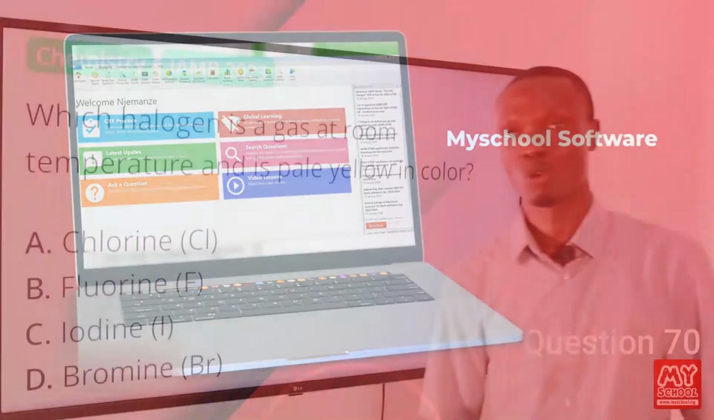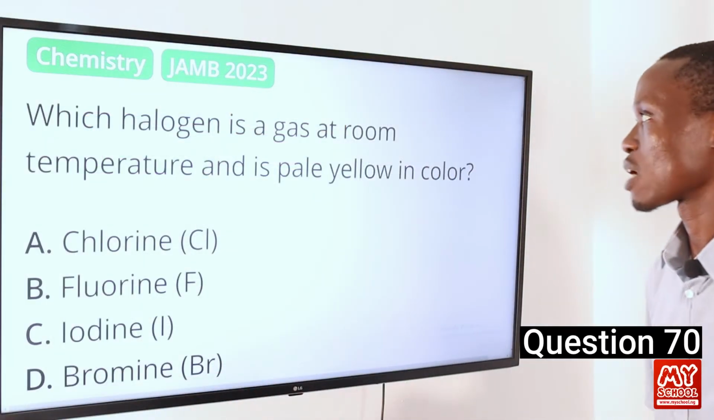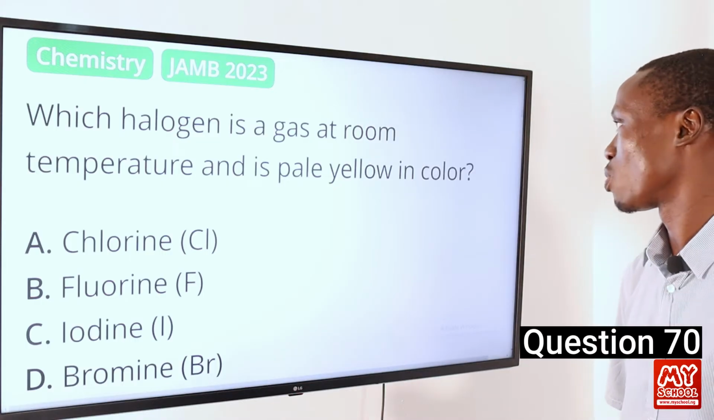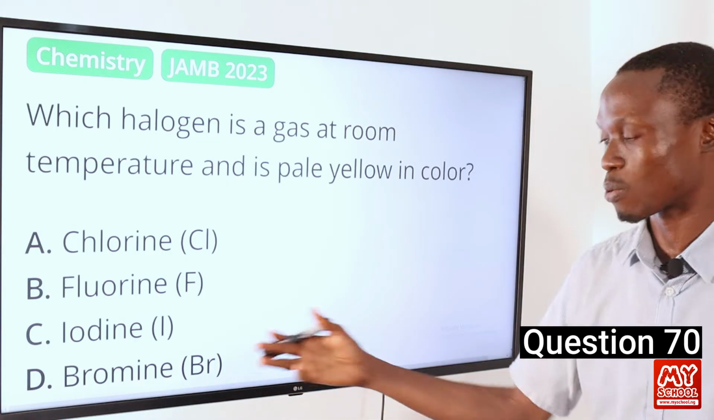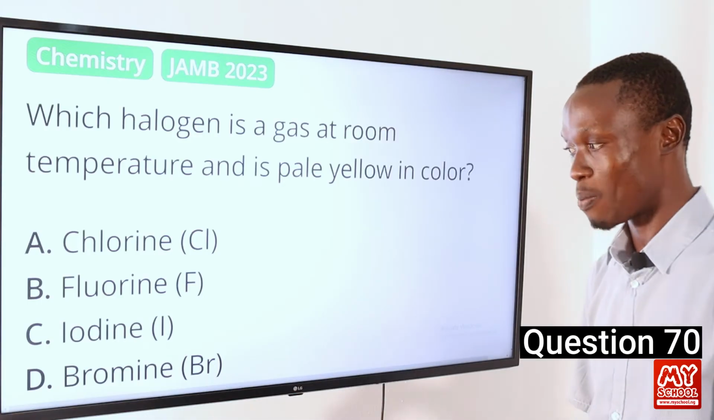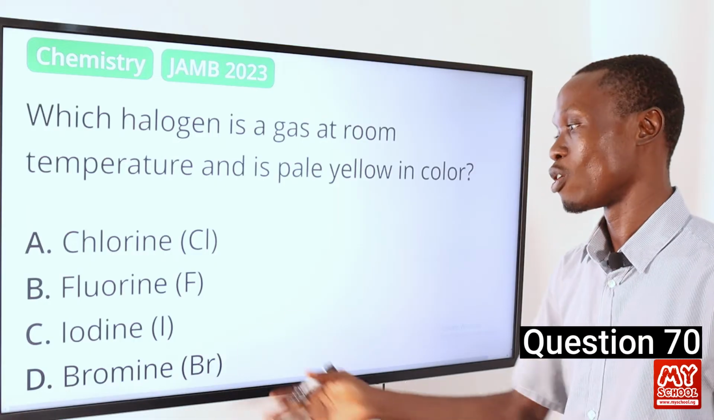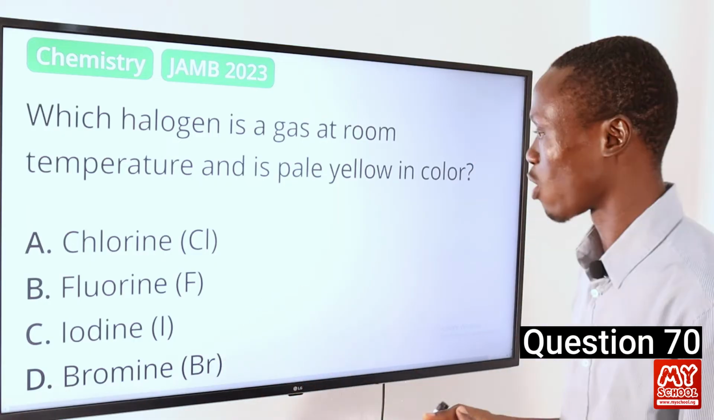Moving on to question 70. Which halogen is a gas at room temperature and is pale yellow in color? So let's start with option D. Option D is bromine, and we know that bromine is a liquid at room temperature. So option D cannot be the correct option.